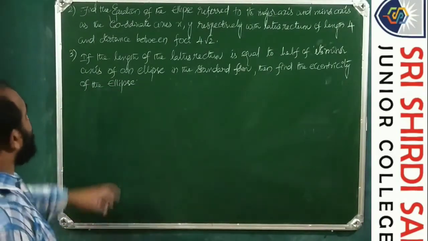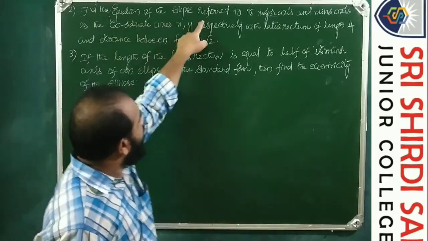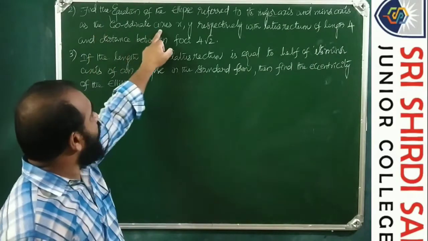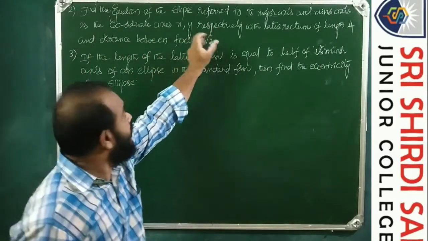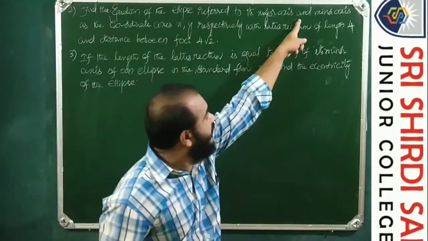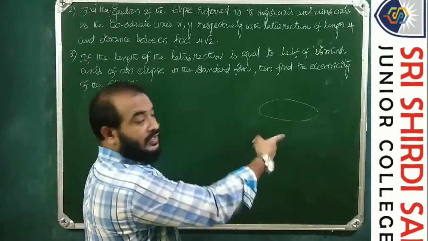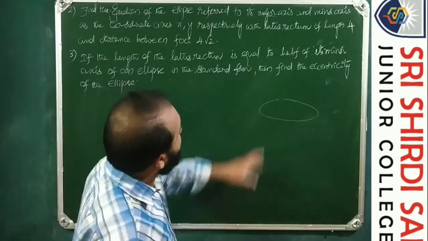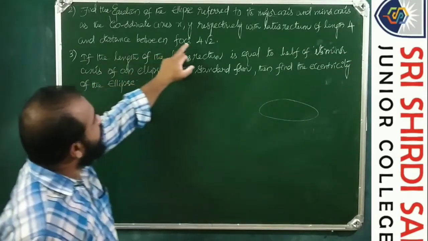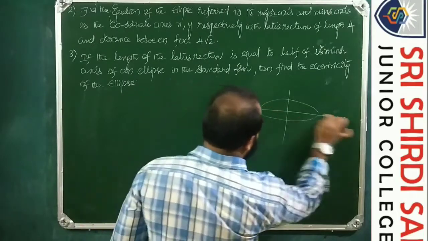Now let us see the second question. Find the equation of the ellipse referred to its major axis and minor axis as the coordinate axes x, y respectively. That means the major axis is along the x axis and the minor axis is along the y axis. That means this ellipse he is talking about has a latus rectum of length 4 and distance between foci of 4 root 2.